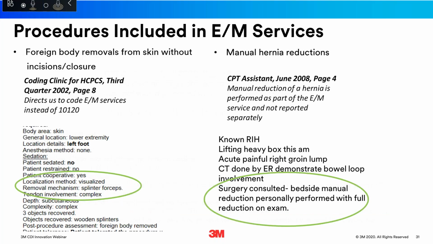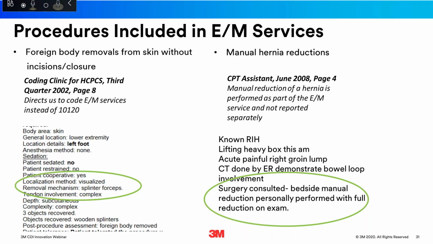Another one is foreign body removals from the skin without an incision or a closure. And you've got to be careful. Your coders sometimes will code these as with incisions when indeed there weren't any incisions made. So you have a coding clinic here that tells us to code the E&M service instead of 10120 in this case where the patient had a foreign body in their foot and it was removed with simple forceps, not an incision and not a closure after they removed it. So this has to be added to your E&M service.